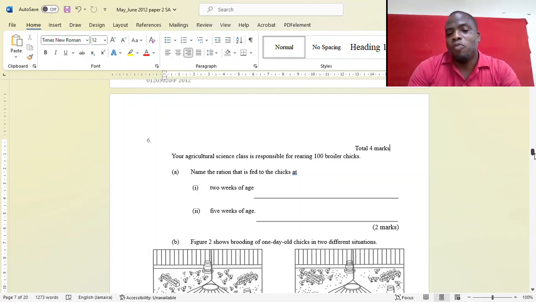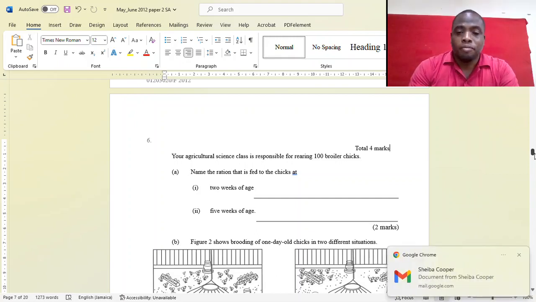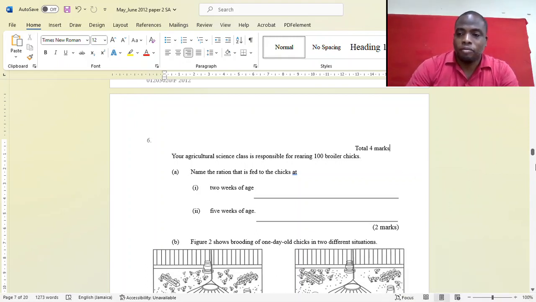At 5 weeks of age, we want to give them a finisher. And the finisher would be providing them with more fiber and more crude fat, and this will allow them to put on the weight, right? Moving along.